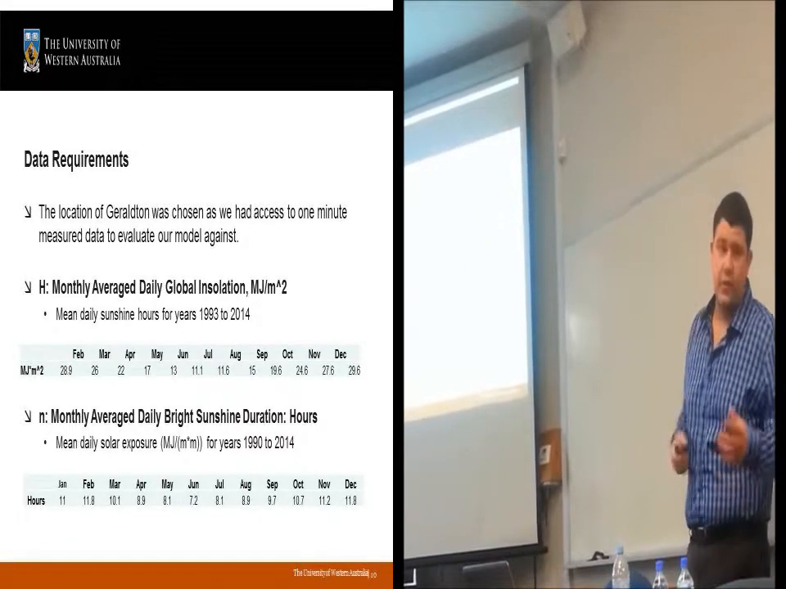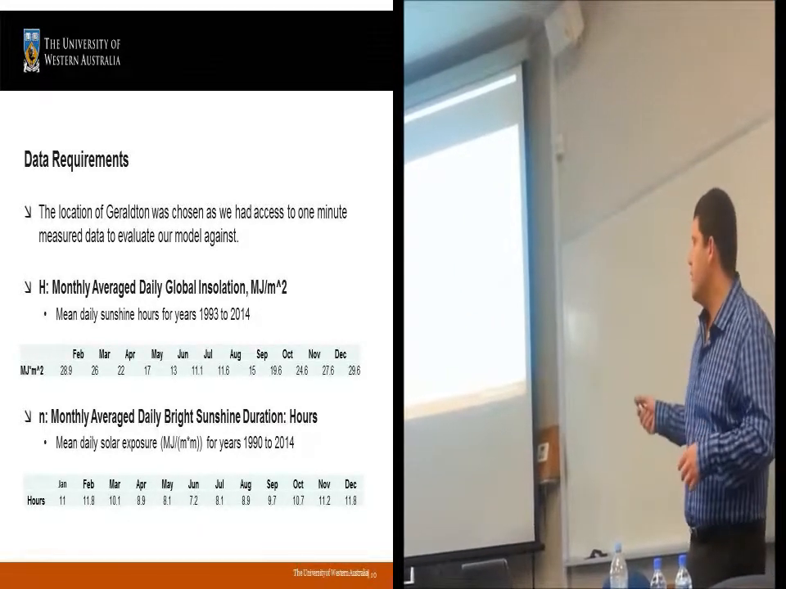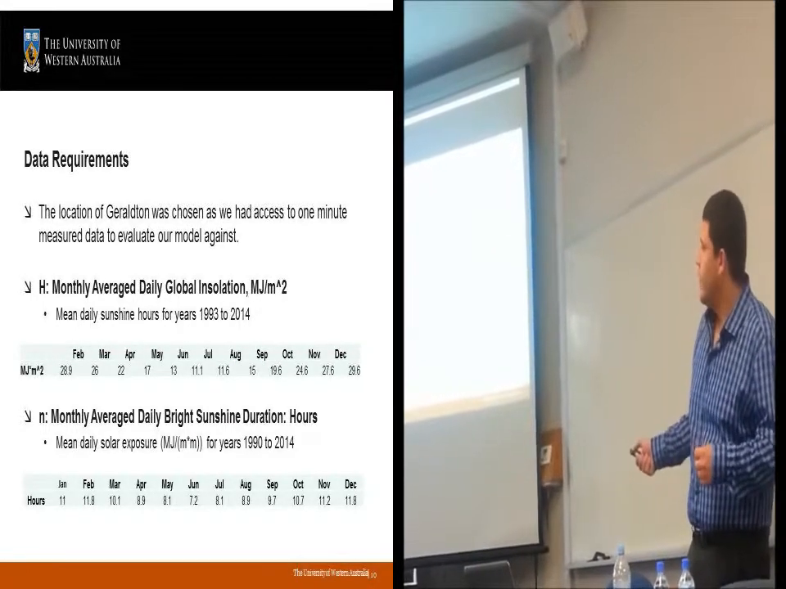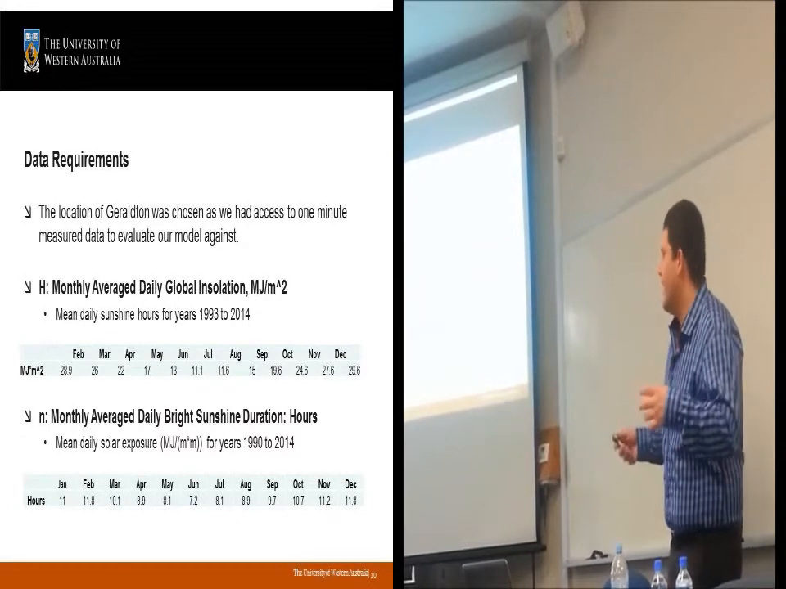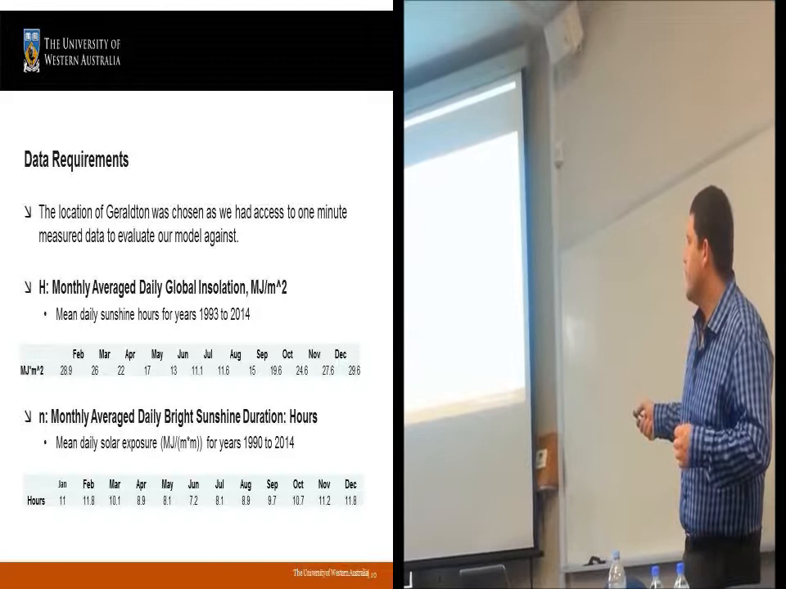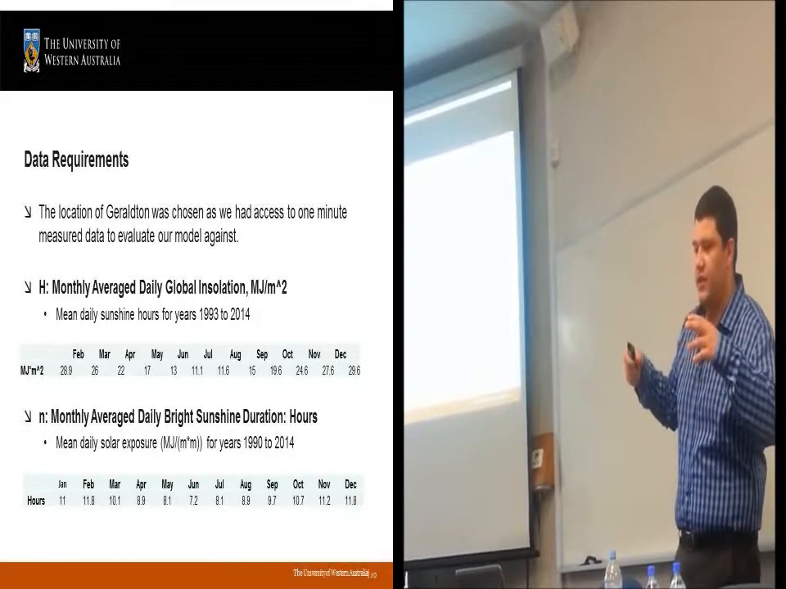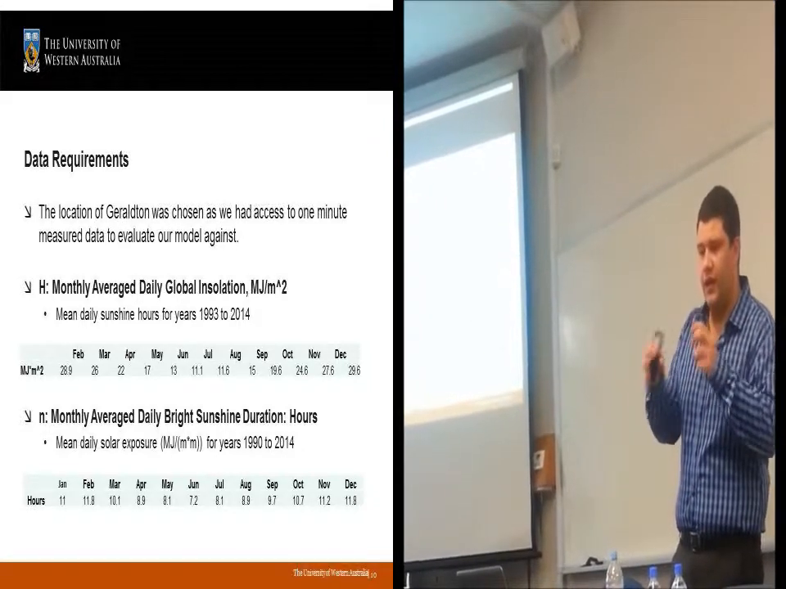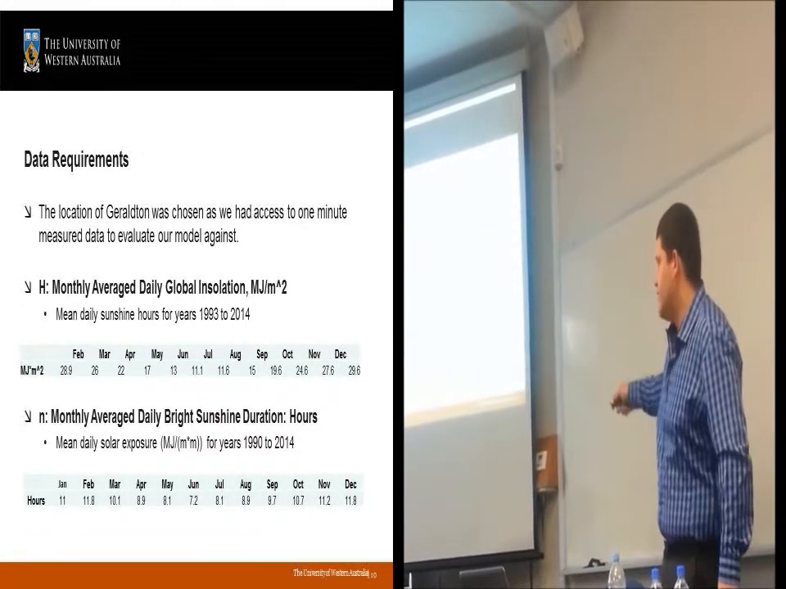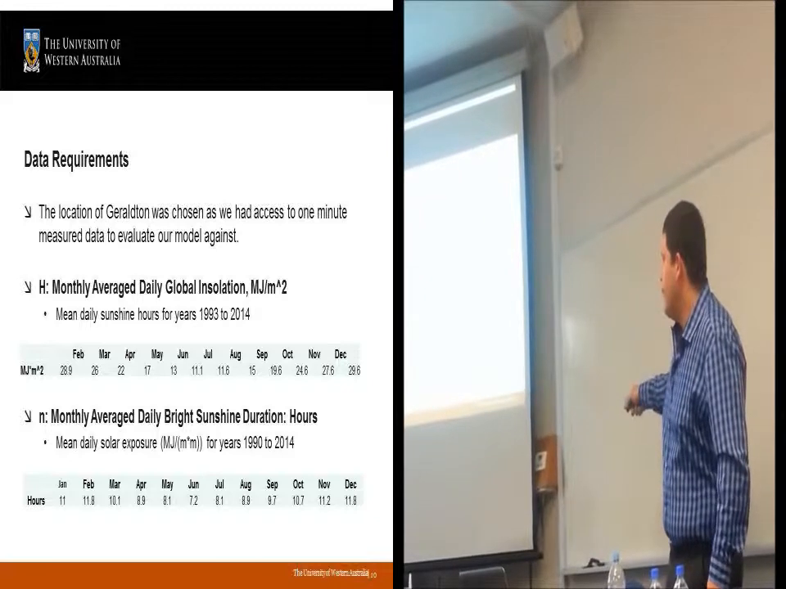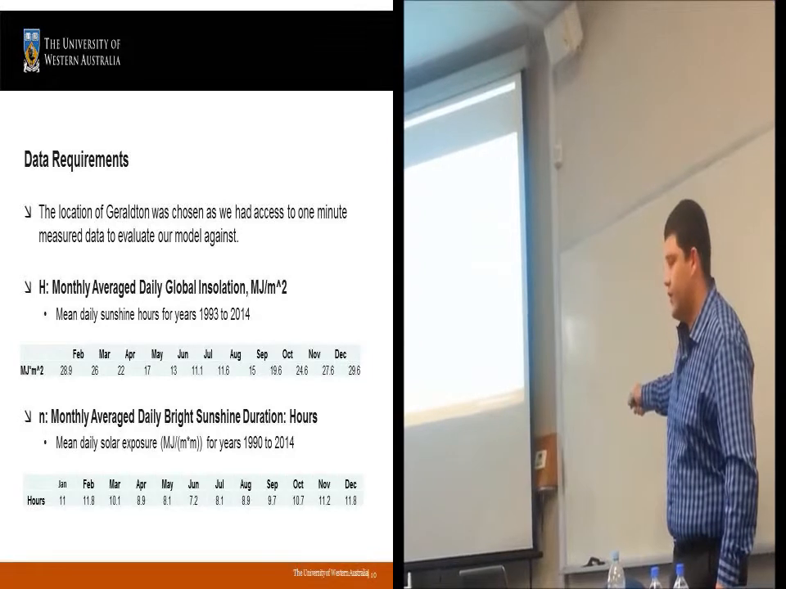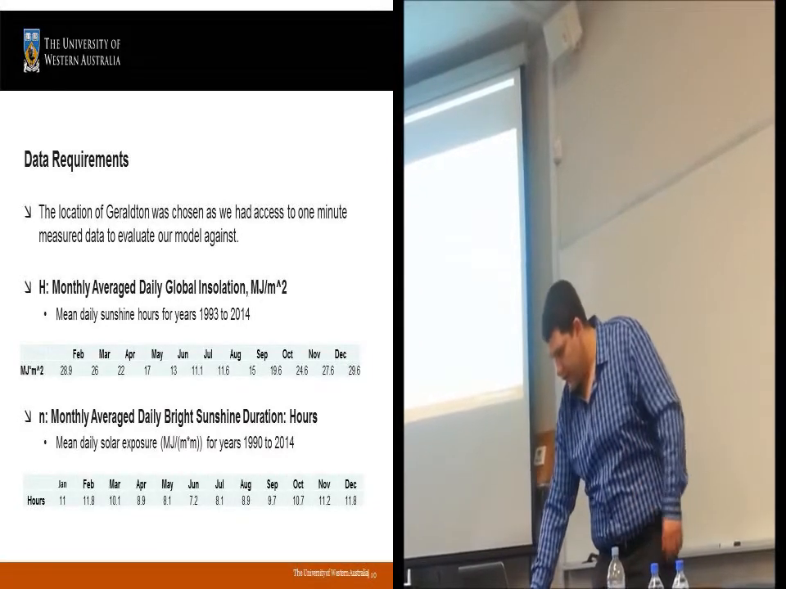This is the data set that we require. So for any location that we model, we need monthly average daily global insolation. It's a mouthful, sorry, but it's averaging the energy available to us in a day for the entire month. And so for Geraldton, we've got, for the whole year, data generated for a good data sample.